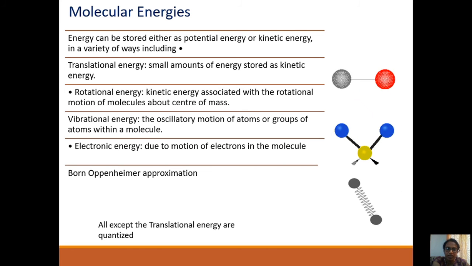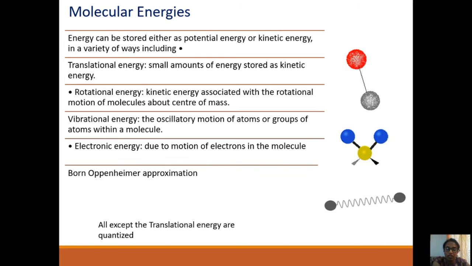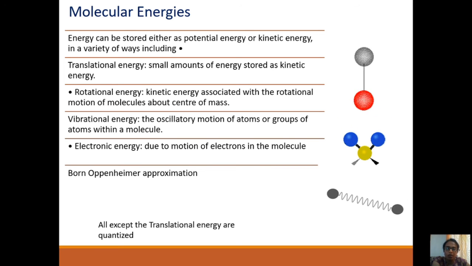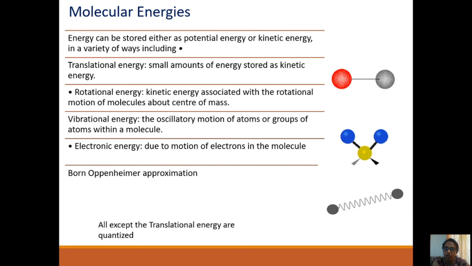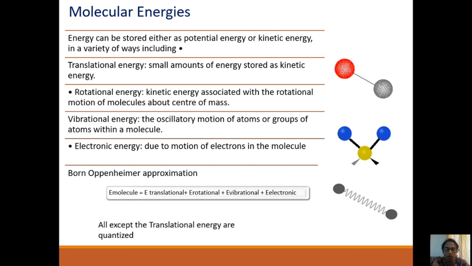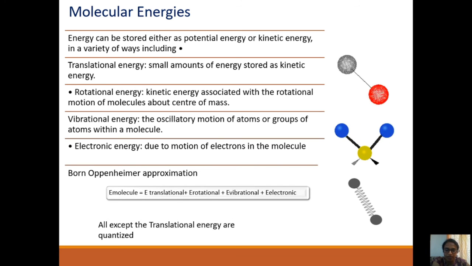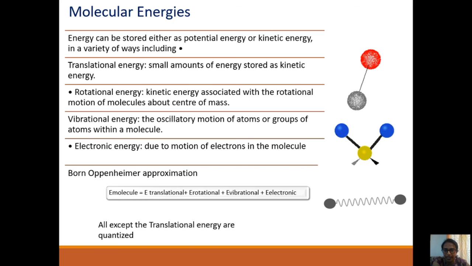We can see in this figure both the rotational and vibrational motion, and this results in a rotational-vibrational spectrum. The Born-Oppenheimer approximation assumes that all the molecular energies are independent. That is, we can write the energy of the molecule as the sum of the translational, rotational, vibrational, and electronic energy. Of these, all except the translational energy are quantized.